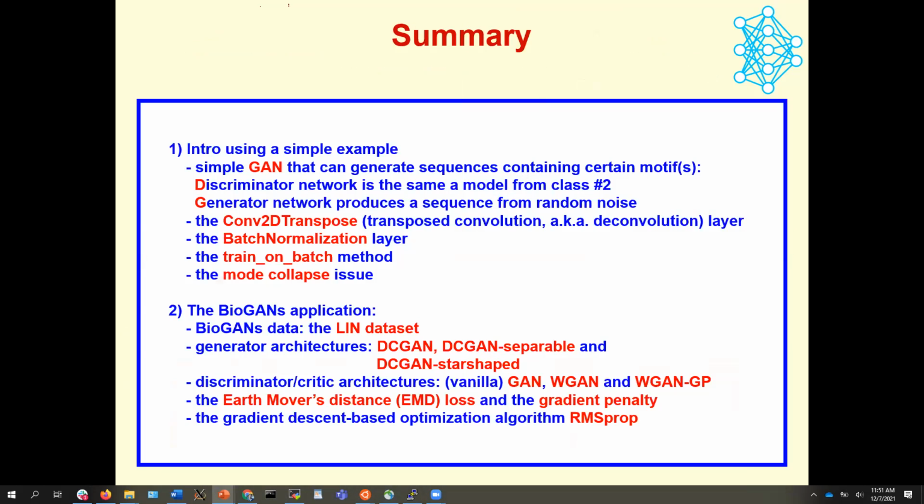And this is a summary of what we discussed in this presentation. We first discussed a simple introductory section. We discussed a simple GAN example with sequences instead of images. The discriminator was the same as in the example of class number 2. The generator network used random noise as input and used transposed convolution to generate real fake data, which in that case was a sequence of zeros and ones. Then we discussed transposed convolution.